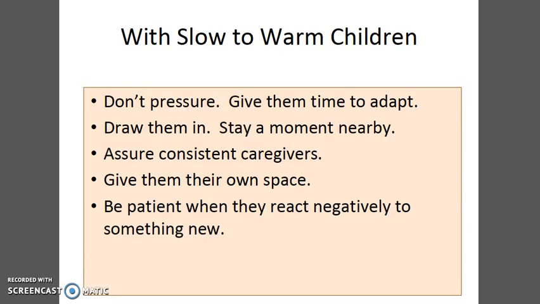With slow to warm children, it can be best to not pressure them. Give them time to adapt. Draw them in slowly. Stay a moment nearby. Assure consistent caregivers. Give them their own space, and be patient when they react negatively to something new.